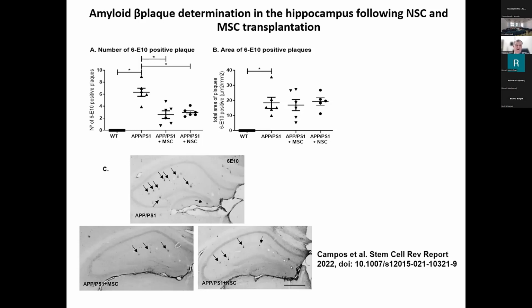You see this here with neural stem cells in A, and we see the same thing here. This is the second experiment. On the left side, there was the number of plaques. On the right side, we have the areas of plaques, so we have a clear reduction of this.